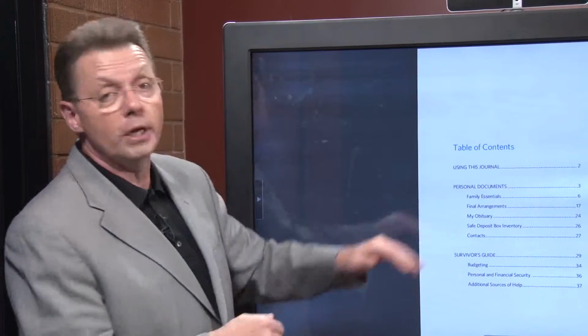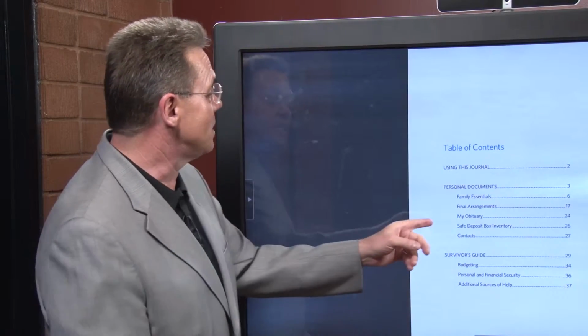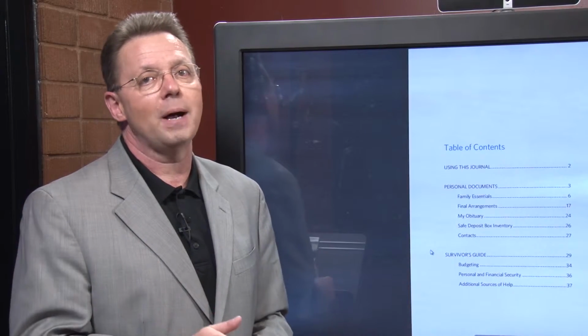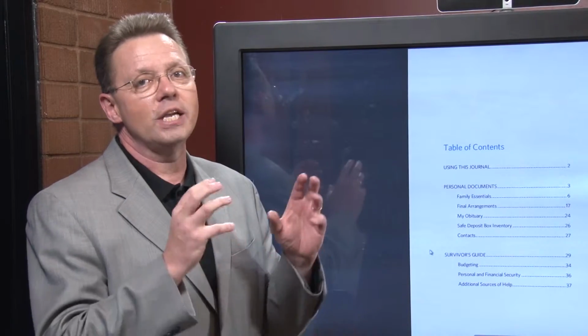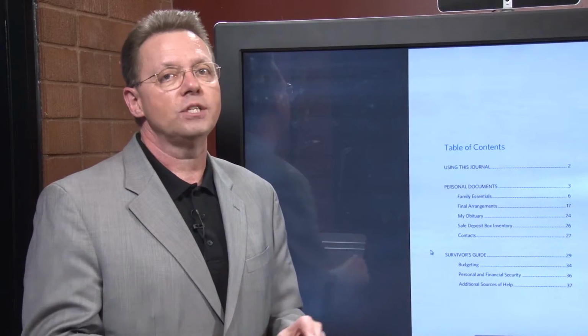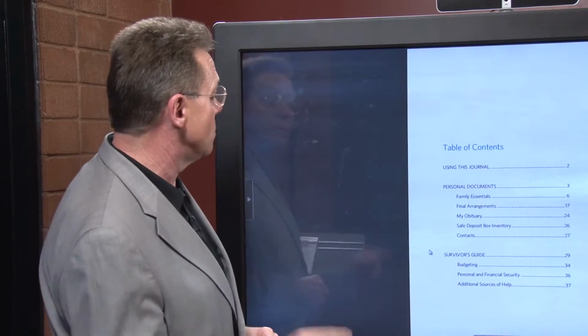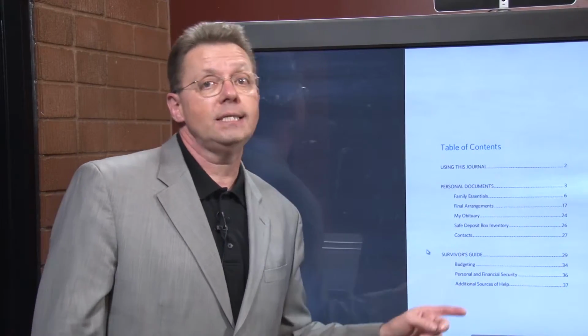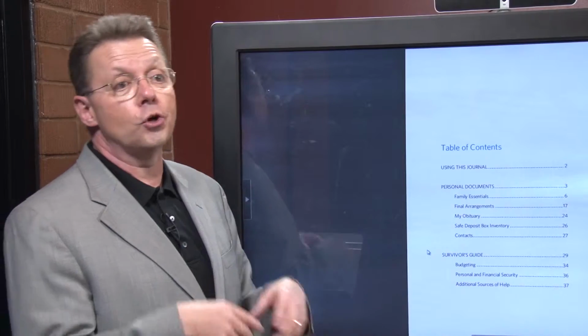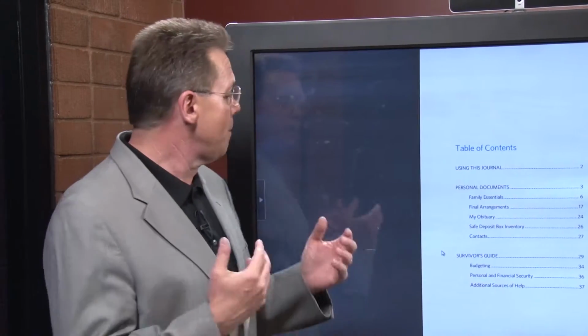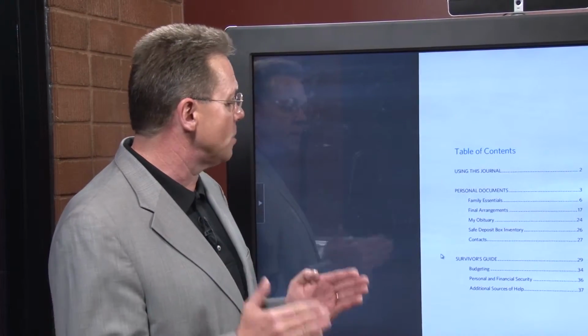Everything can be there, including if you want to write your own obituary, which I think is a little bit egocentric, but I guess if you'd want to do that, you could do it. And the safety deposit box inventory, where you have a list of everything that's in your safety deposit box, so you can get to it, and your beneficiaries and your trustee know exactly where that is. And then, of course, all your contacts: your children, your grandchildren, your business associates, friends, people that you want to keep apprised of your condition.